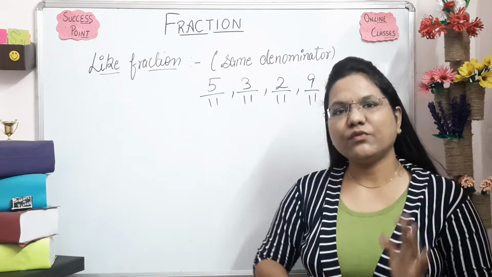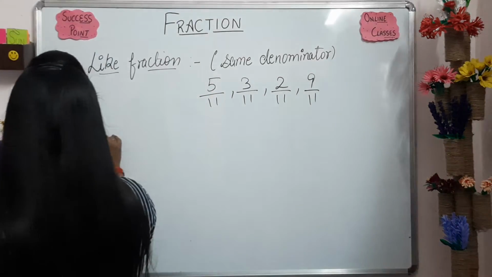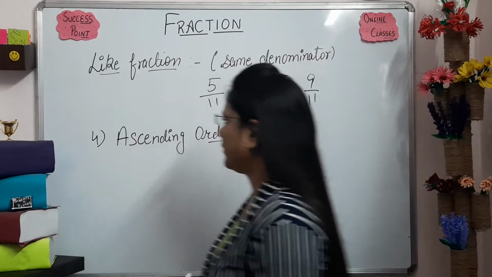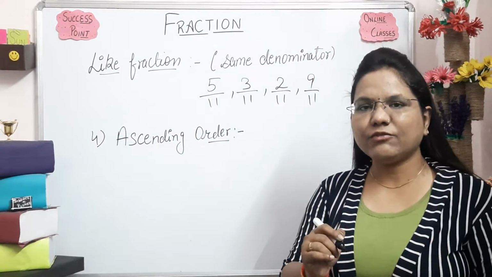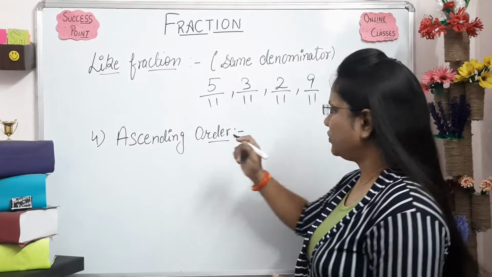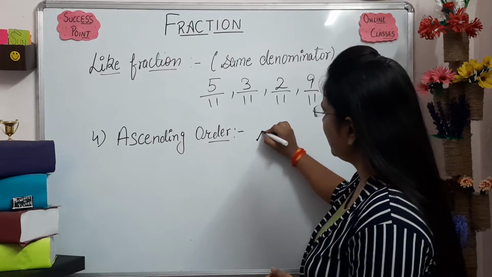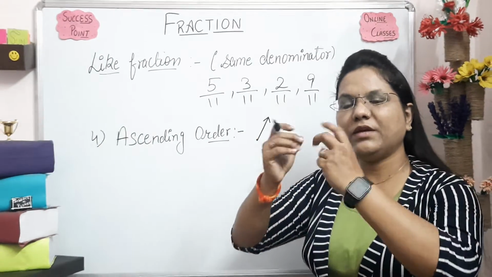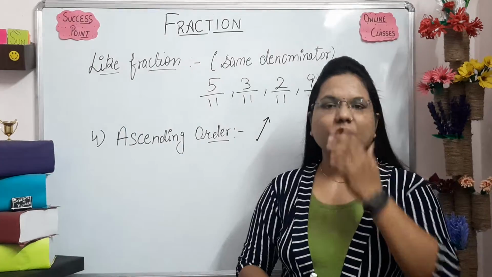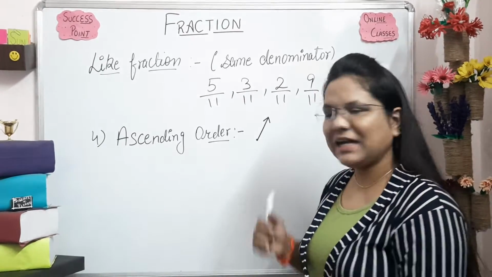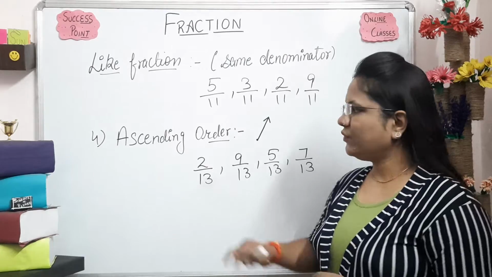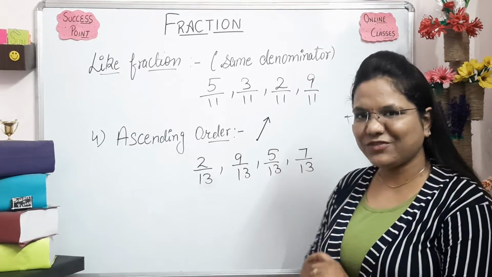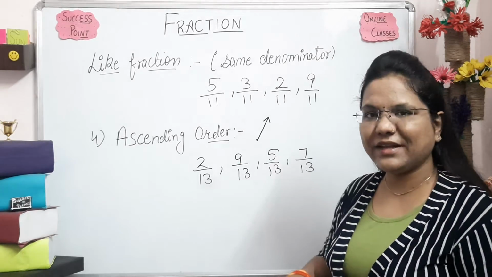Okay guys, moving to the fourth topic, that is ascending order. In ascending order, we have to move from the smaller number to the bigger number. We can use this symbol. Smaller to big, we have to go from down to up. Okay guys, let's take an example of ascending order. We are using like fractions to arrange them into ascending order. Let's start with it.